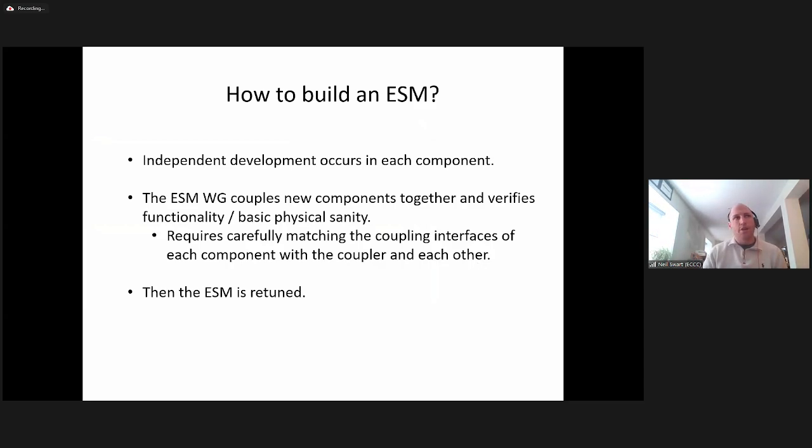So how do we go about this task of building an ESM? Super briefly, what basically happens is that there's independent development in the different working groups for each component, like for the atmosphere or for CLASSIC and for the ocean. The Earth System Model working group then couples the new components together and verifies that they are working together. There's a technical process and a scientific process associated with that, and this really involves carefully matching what I would call the coupling interfaces of these different components. What does every model expect? What is every model able to provide? Once we do that and iterate many times over this, the ESM goes to be retuned as the last stage of finalization.